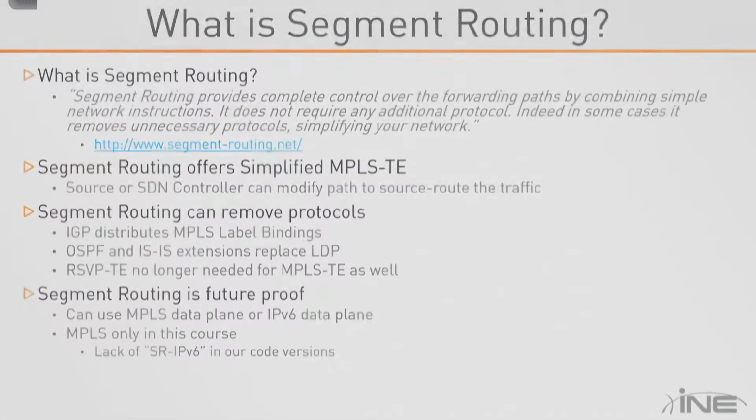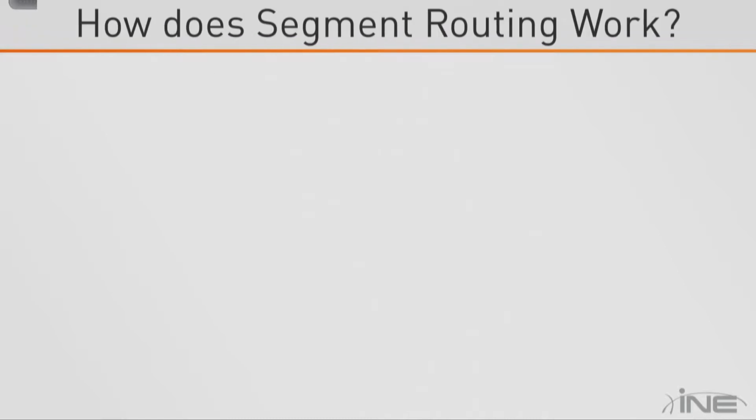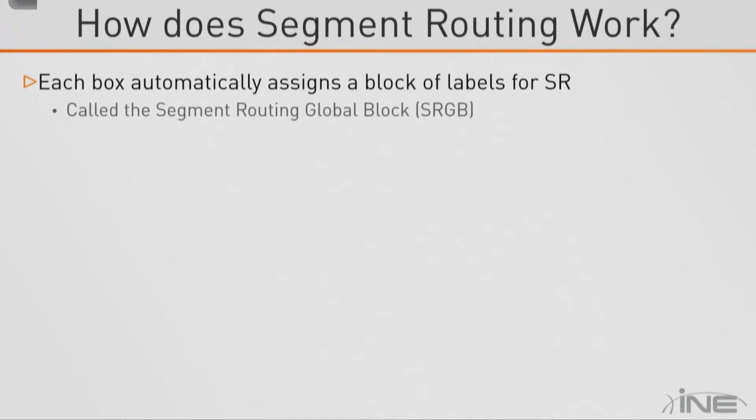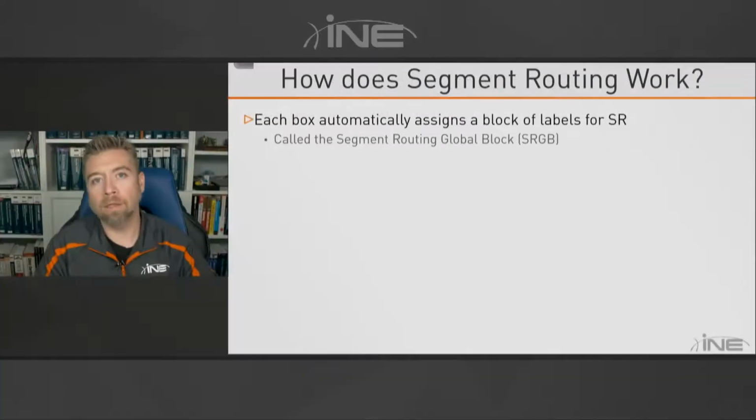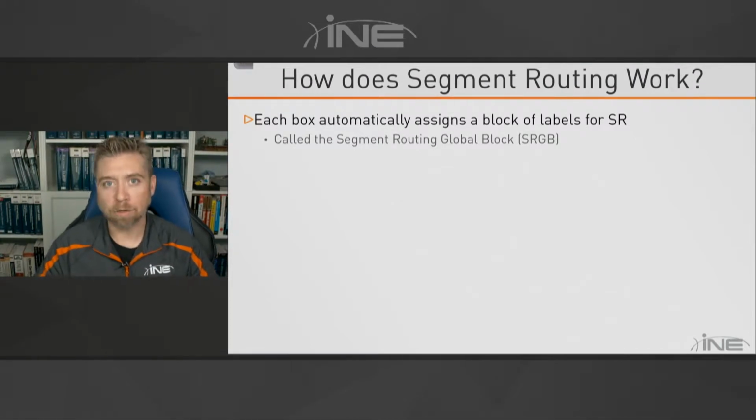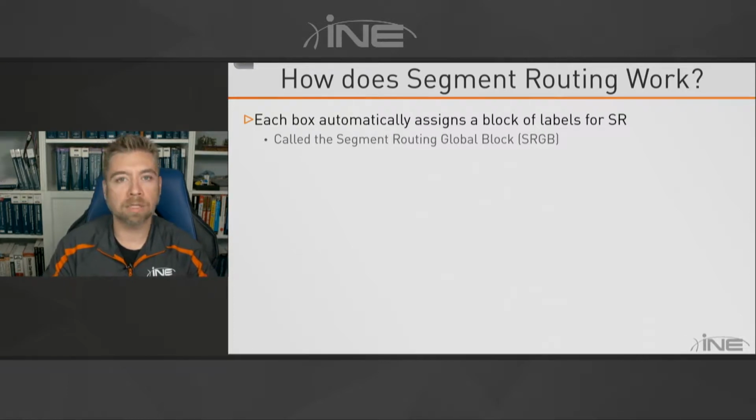Okay, so how does segment routing specifically work? Okay, first thing we need to know is that we have this term that's called the Segment Routing Global Block, or the SRGB. So SRGB is just a fancy term for an allocation of labels. Okay, the label number starts at 16,000 and goes up to something like 23,999, somewhere around there. But the idea is that instead of having locally significant labels like we would with regular MPLS, we're going to advertise our loopback with a global label out of this global block.